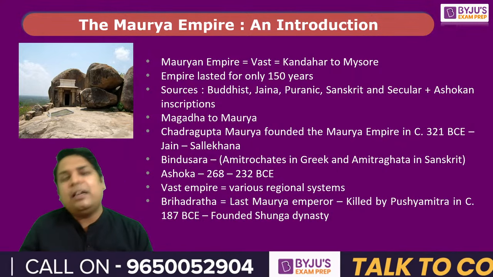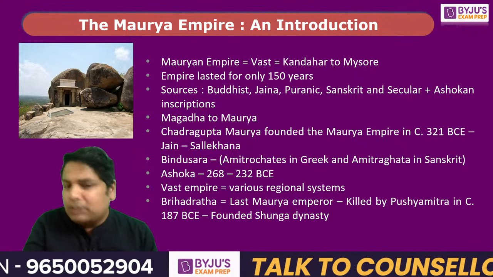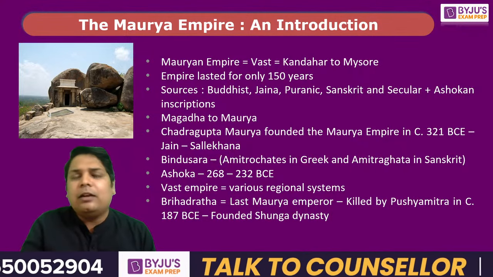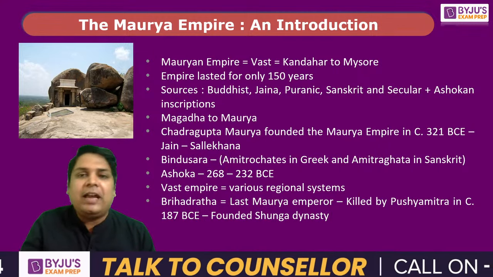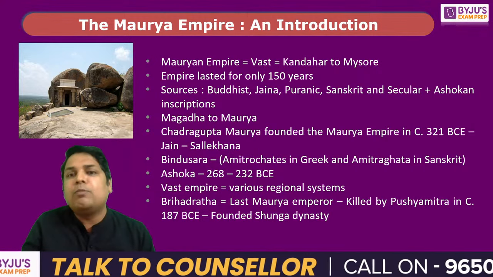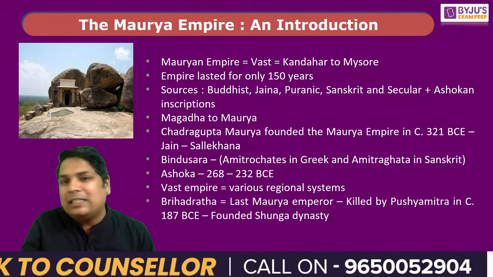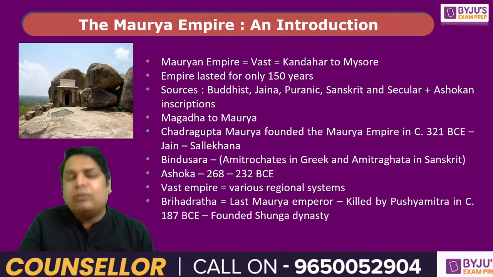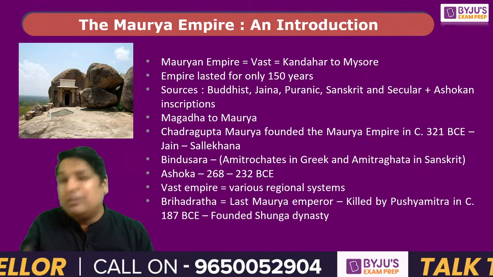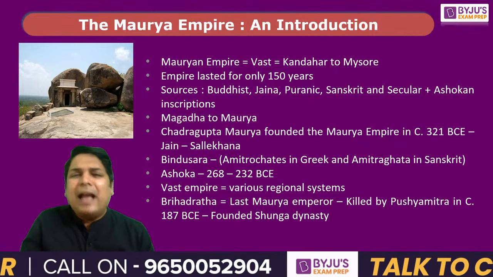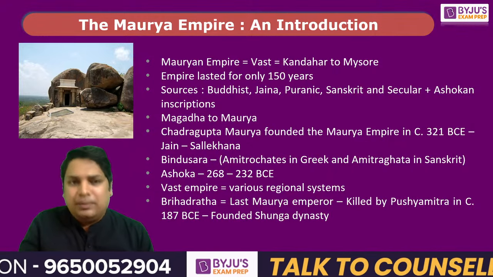Apart from that, a few Puranic textbooks, Sanskrit textbooks, and a little bit of secular books as well are there. So the secular books that we have include the 2 most important sources that we have: Megasthenes's Indica and Kautilya's Arthashastra. The most important source for the Mauryan administration and the Mauryan Empire as a whole has to be the Ashokan inscriptions, the edicts as we call them.